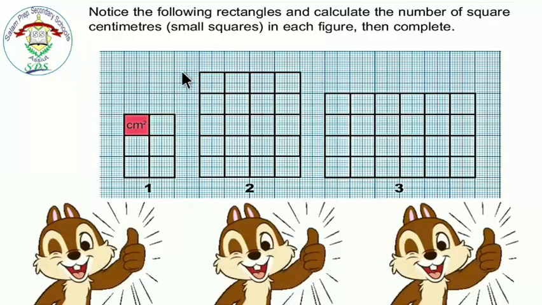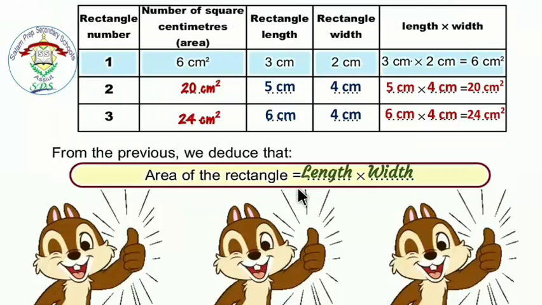Its length: 1, 2, 3, 4, 5. Length is 5 centimeters. Width: 1, 2, 3, 4. Width is 4 centimeters. Number of square centimeters: 1, 2, 3, 4, 5, 6, 7, 8, 9, 10, 11, 12. 12 plus 4 equals 16, plus 4 equals 20. Rectangle number 2 has 20 square centimeters.